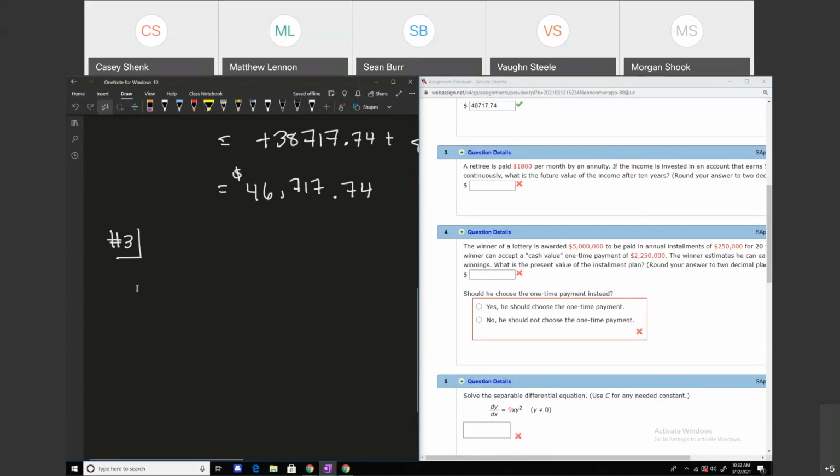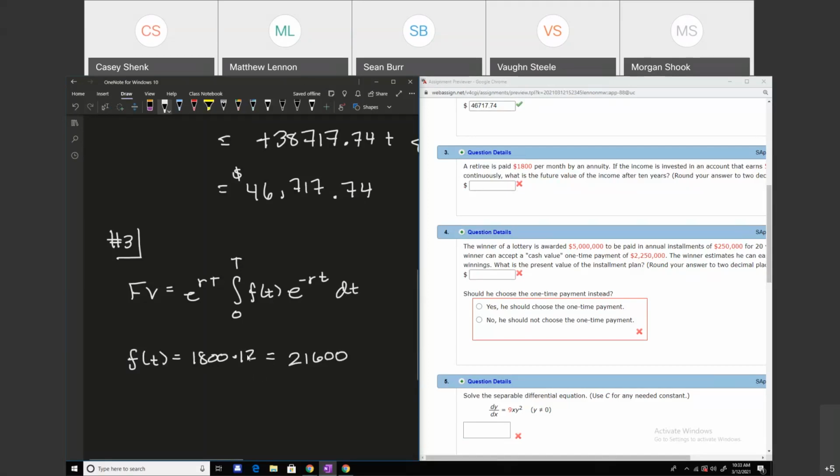So remember the future value formula is FV is equal to e to the RT times the integral from 0 to capital T of f of t, where that's your annual amounts, times e to the negative RT dt. So it says the retiree is paid 1,800 per month by an annuity. So F of T is the annual amount. So that would be 1,800 times 12, which gives you 21,600. So that's what we're actually looking at here.